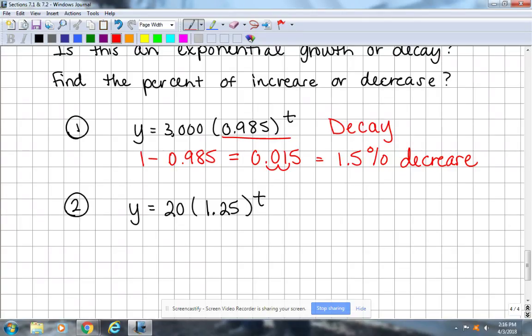Growth. How do you know it's growth? Because this number is bigger than 1. So how are we going to find the percentage of increase since it's going up? Right, we subtract this number minus 1 because it's backwards. What do we get? 0.25. And do we leave it like that? Which is? Find the percent. Move it twice, 25% increase.